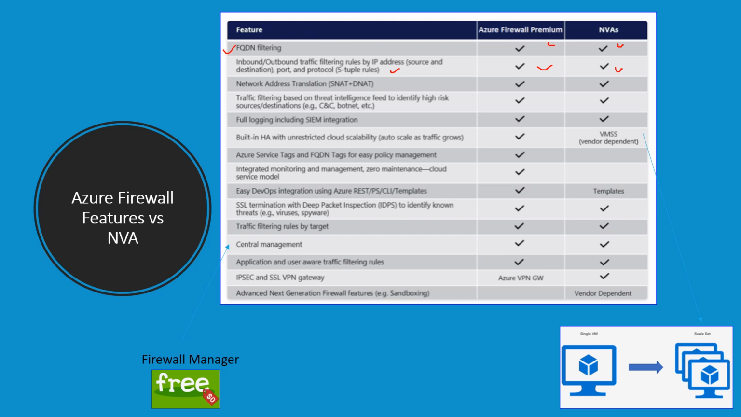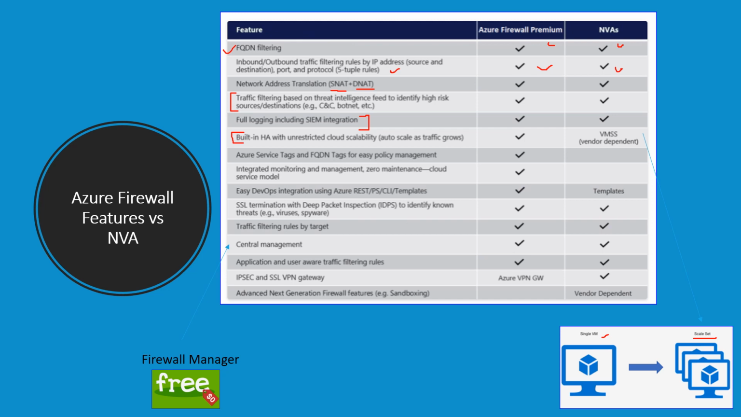Then you have SNAT and DNAT support. SNAT is source NAT and DNAT is destination NAT. And as I mentioned earlier, it also gives you the threat intelligence capability. You can also go for SIEM integration. It has built-in high availability. And when you go for NVAs, it is vendor dependent. For example, if I'm running my firewall on one VM and I put a scale set, it can expand as per my requirement. That's called the VMSS feature.